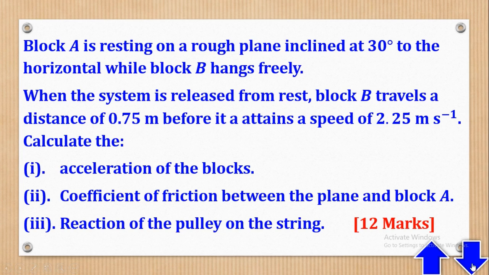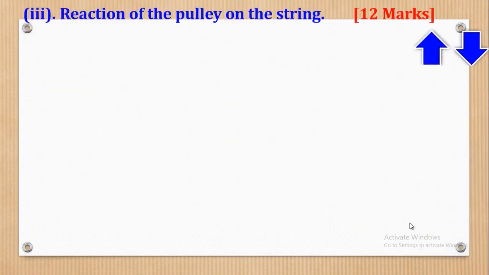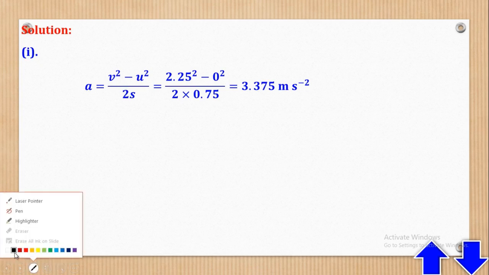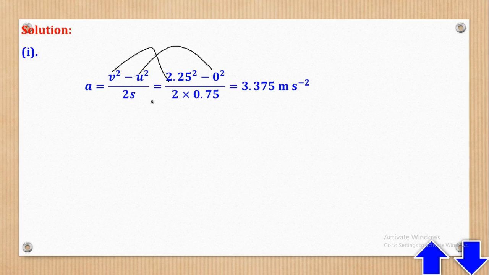So the first thing to do is to redraw the given diagram, and we show the forces acting. First of all, you know that acceleration is equal to, now that is the third equation of motion, because we shall need acceleration in our sketch. So the third equation of motion: acceleration is equal to v squared minus u squared over 2s. Therefore, when I substitute for v, u and s, I come up with acceleration being equal to 3.375 meters per second squared.